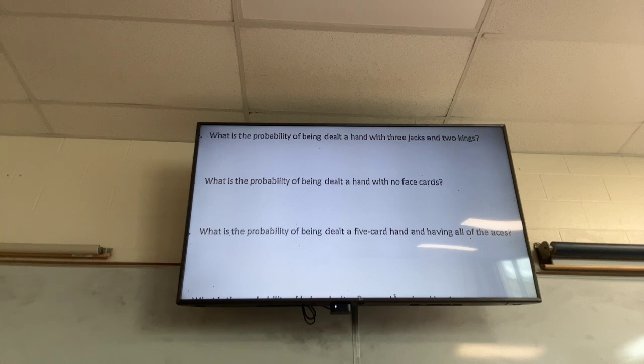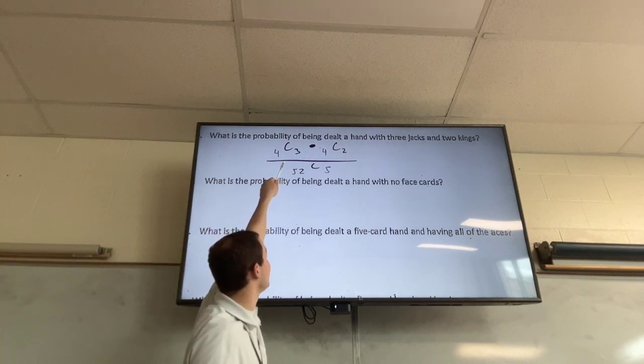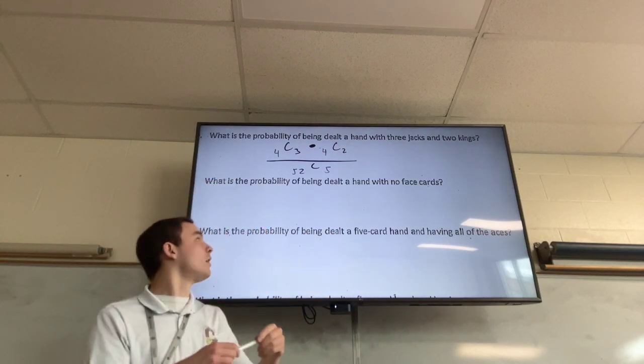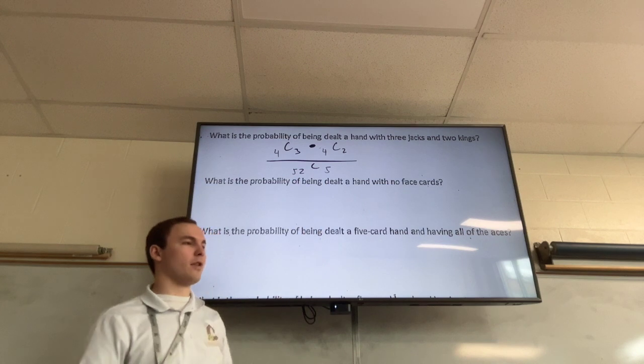How many jacks are there? There's 4 jacks, right? So how many combinations of 3 jacks are there? You have 4 jacks, how many combinations of 3 of them are there? 4 choose 3. So 4 choose 3 times how many kings are there? There's 4, so it'd be 4 choose 2, divided by the total number. The total number of 3 jack combinations times the total number of 2 king combinations, divided by the total number of hands possible.